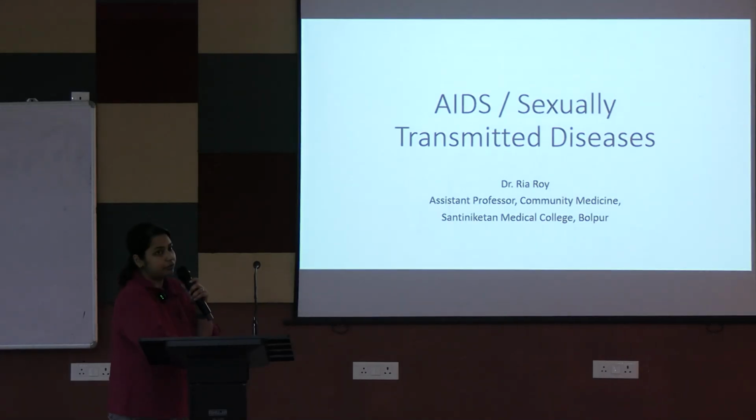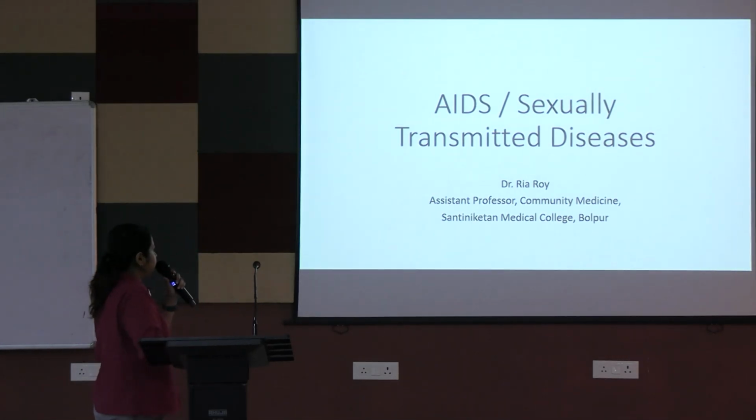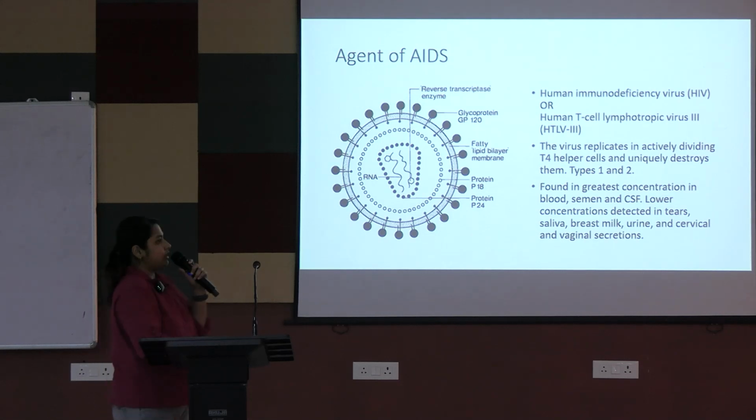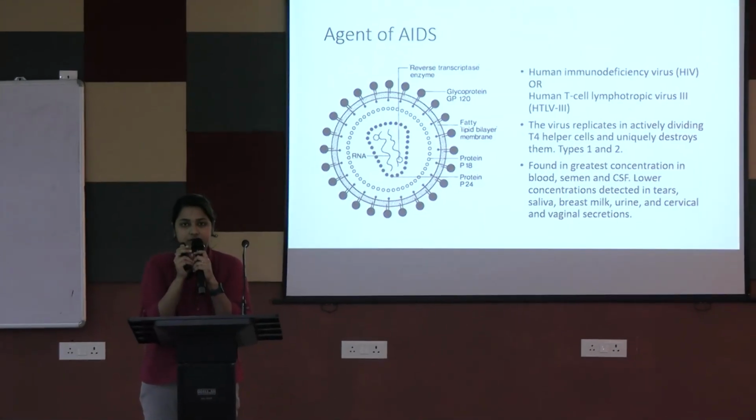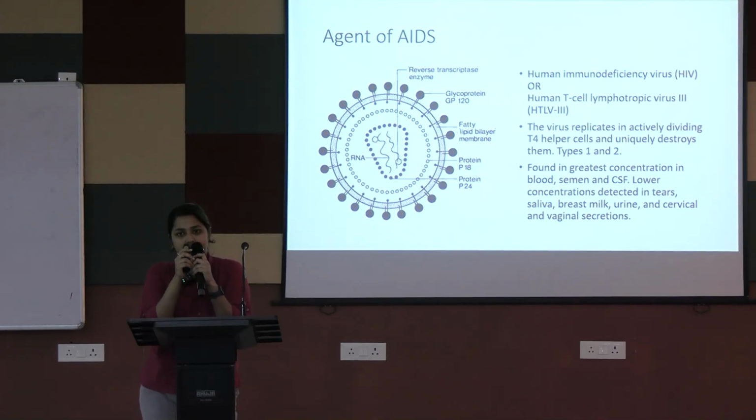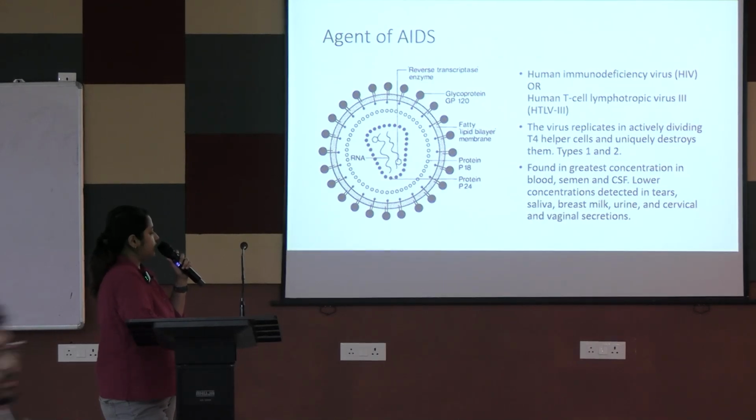So we will start with the AIDS disease, or the HIV infection that leads to AIDS disease. So what is this disease? First of all, we will go through the epidemiological triad of AIDS: agent, host and environment, right? So what is the agent of AIDS? The human immunodeficiency virus, or previously known as human T cell lymphotrophic virus 3, HTLV3.